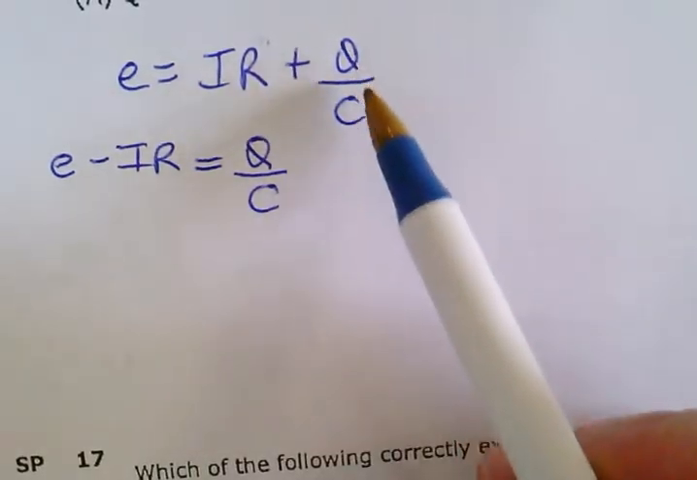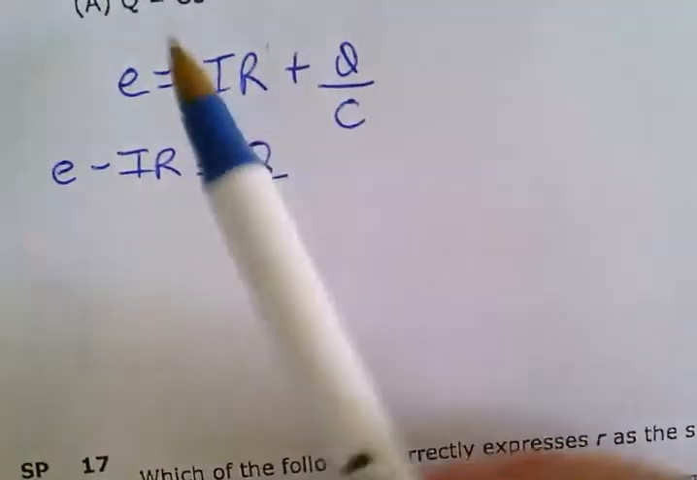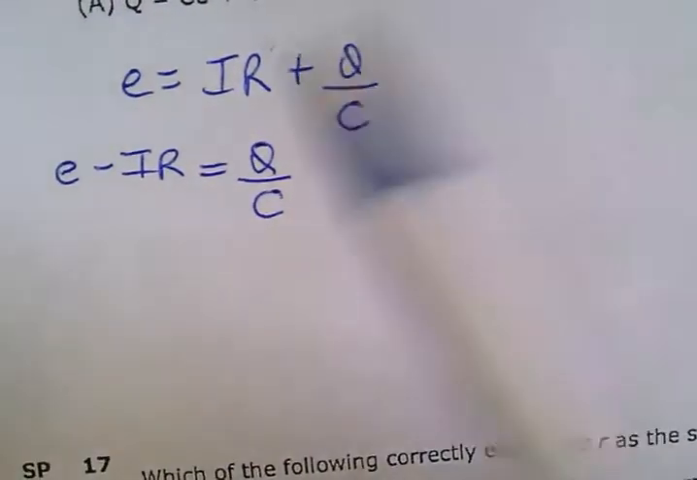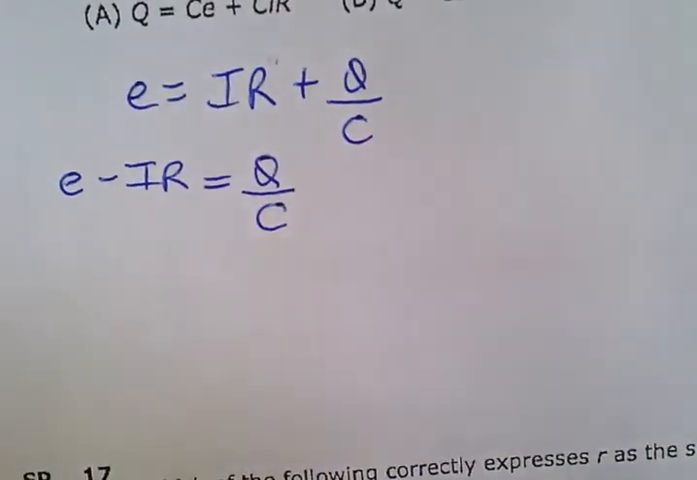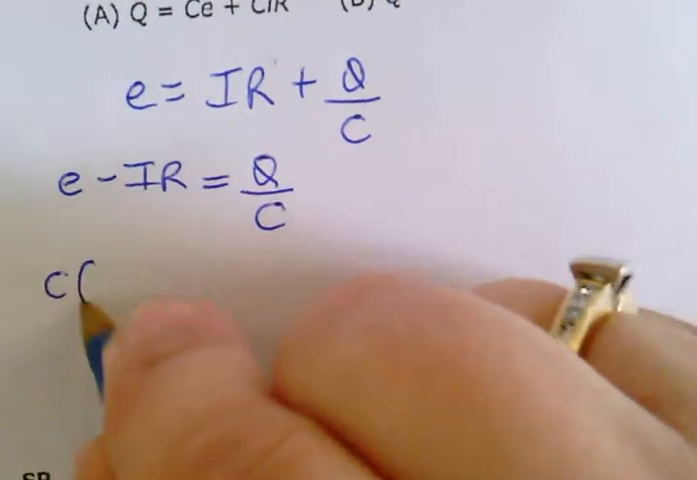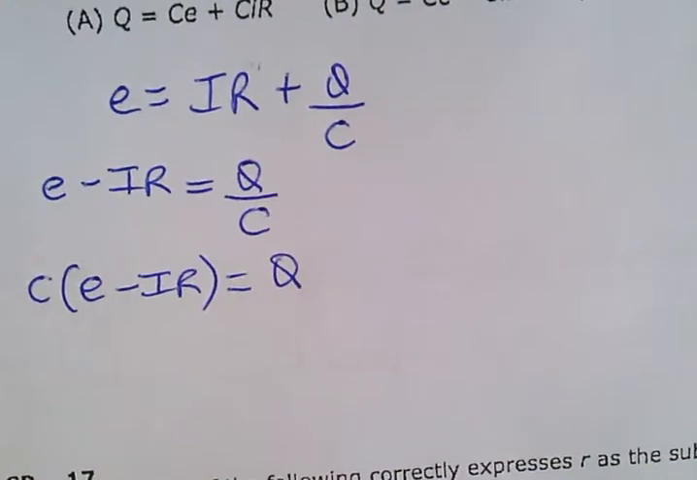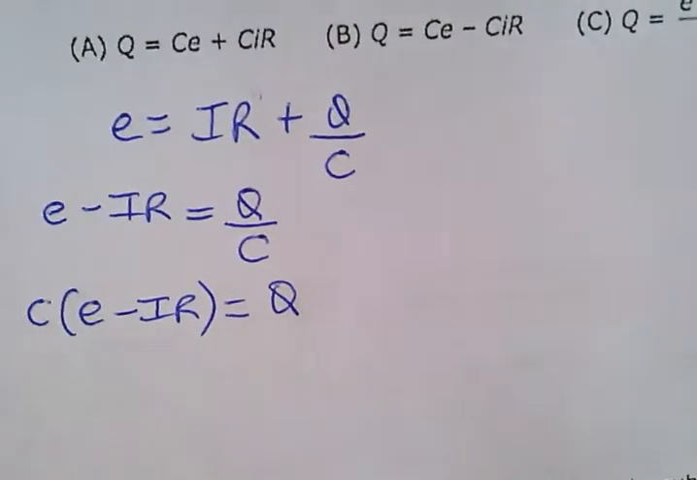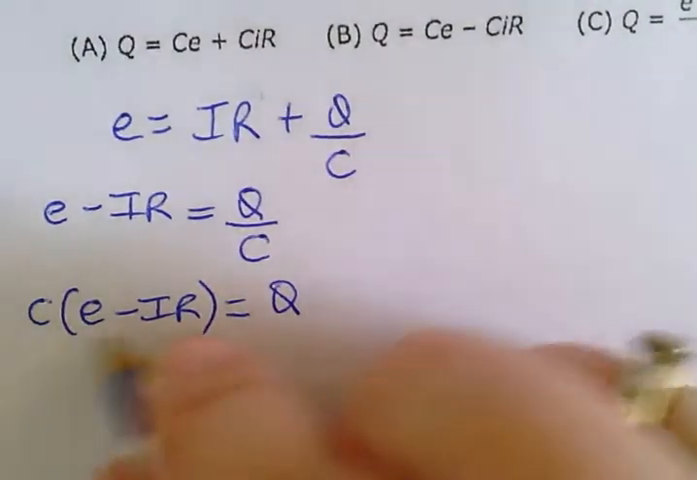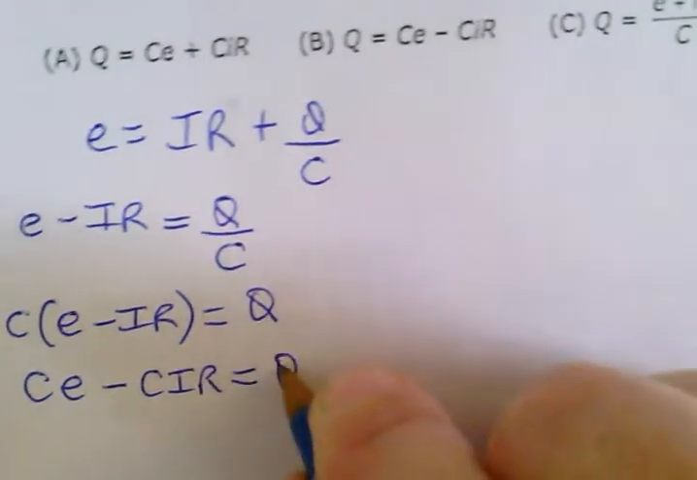Do you do the inverse operation of dividing by C first? When you've got terms separated by plus or minus, you should move them first. So this IR needs to go first. Now, if I want to get Q on its own, I just need to undo the divide by C. What's the inverse operation of divide by C? It's times C, but the whole of the other side is multiplied by C. Now, you'll notice in the multiple choice answers there are no brackets, so we need to expand this, and we get CE minus CIR equals Q.